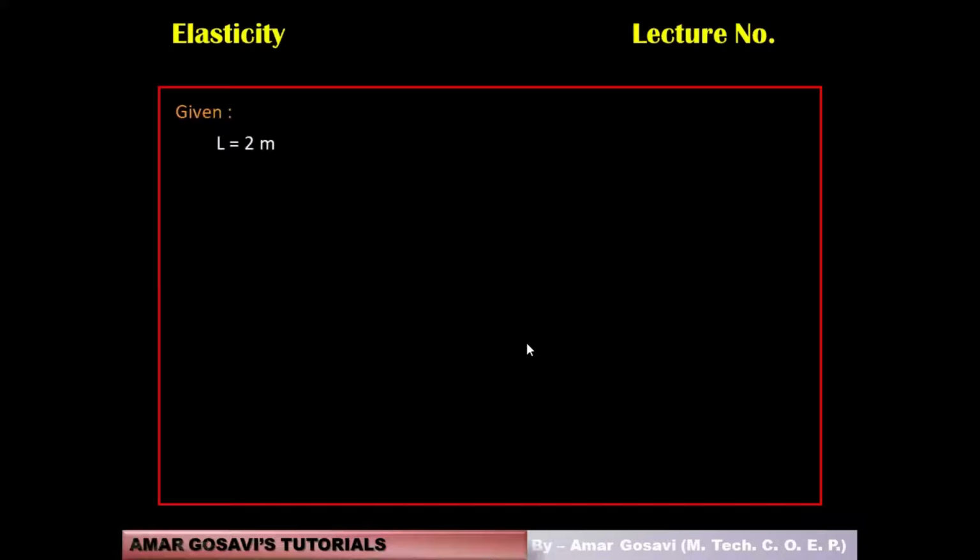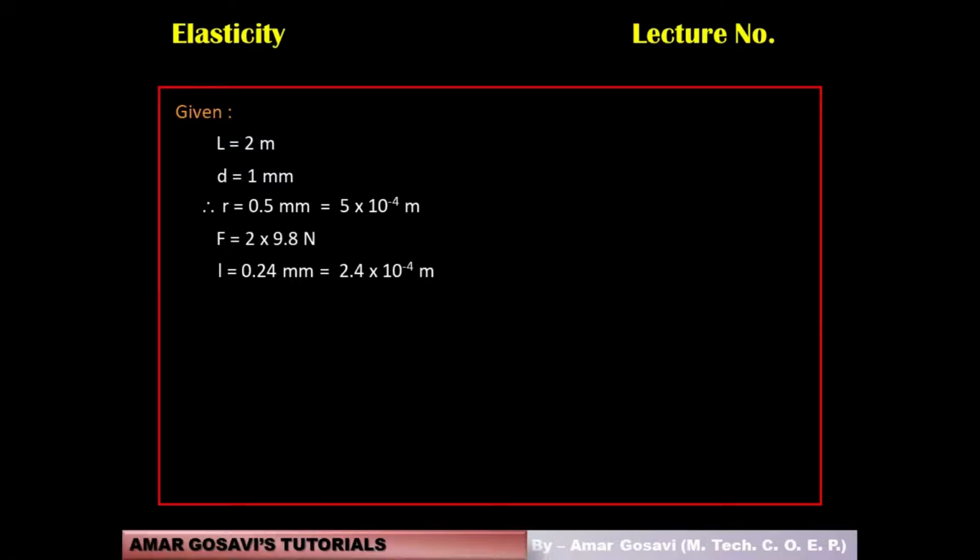So let's talk about the given data. The length of the wire is 2 meter, diameter is 1 mm, converted into radius, converted into meter. It will be 5 into 10 raised to minus 4 meter. Force M into G, so 2 into 9.8. Small l will be 0.24 mm, so convert it into meter. It comes out to be 2.4 into 10 raised to minus 4 meter.